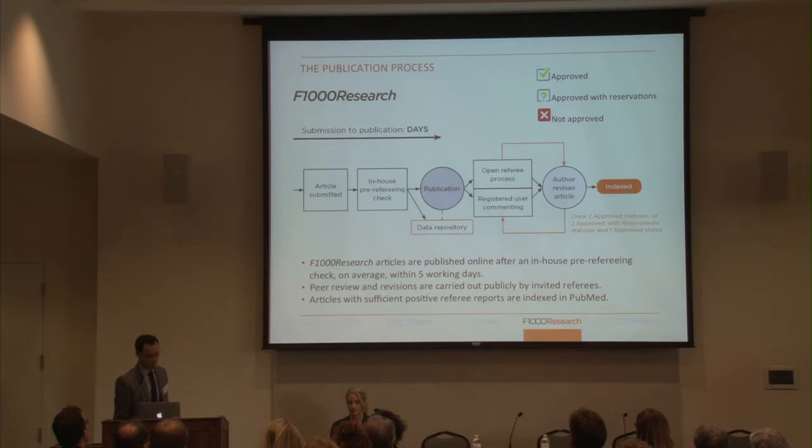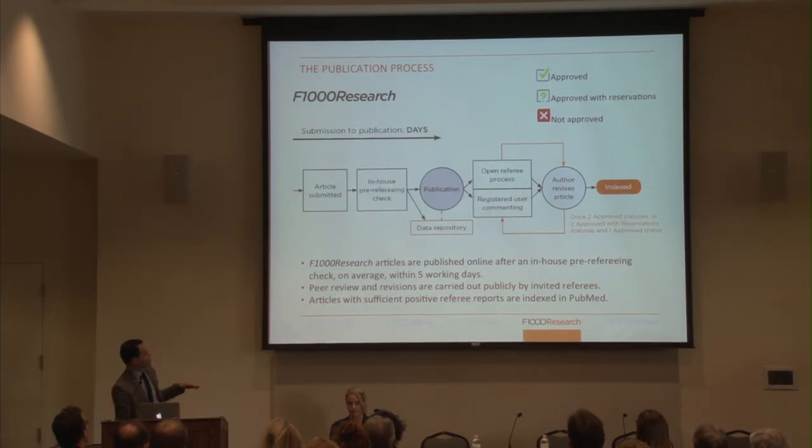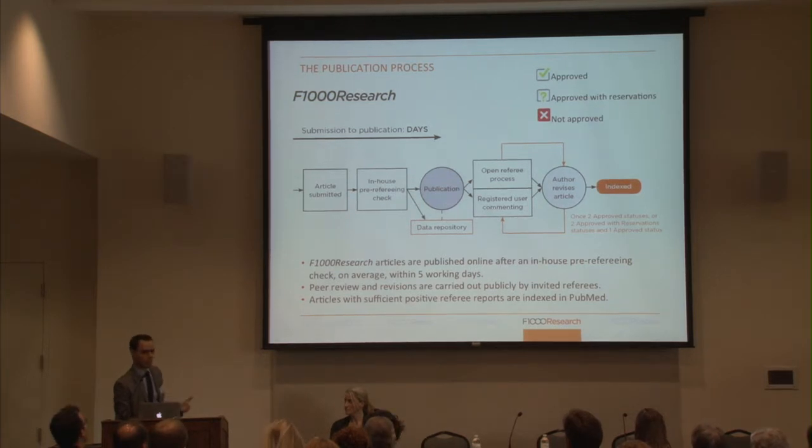So in our model, we do things very, very differently. An author would submit an initial version of their paper to our journal, which goes through an in-house pre-refereeing check that checks for soundness of science, adherence to ethical standards, and makes sure that the English is understandable. After it passes this check, it is published online on our website within 7 days after submission.